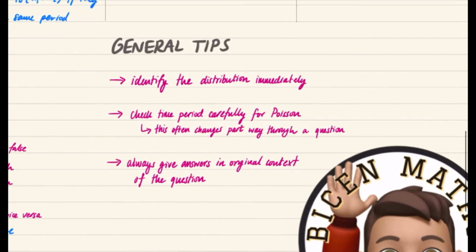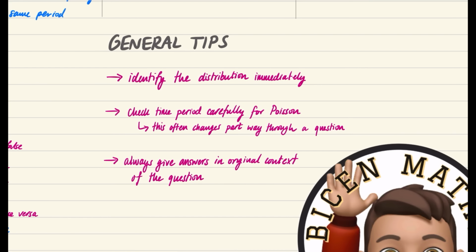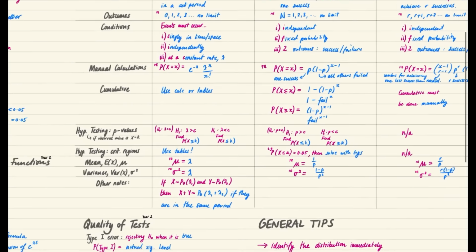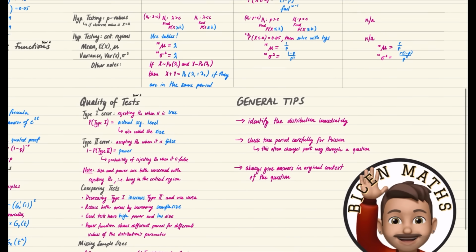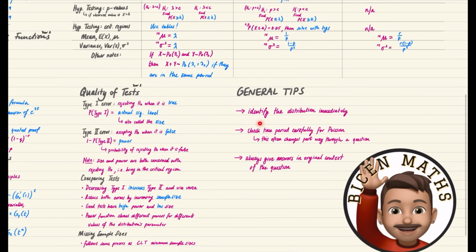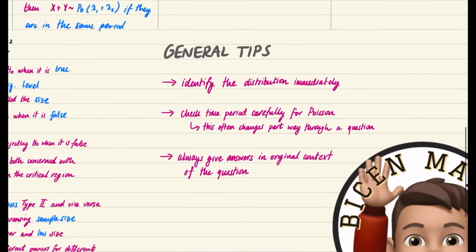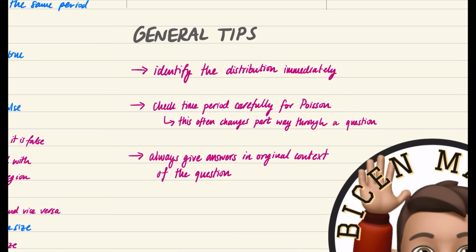Last of all, I had a little bit of space here and I thought, well, what are some of the general tips that we think of for Further Stats 1? Identify the distribution immediately. Look at the 3 distributions that we've got here, but remember they could also ask you about a normal binomial from normal maths, and they could also ask you about the normal distribution. So identify that distribution as quickly as possible because it will help you as you proceed through the question. Being specific about the Poisson distribution, check the time period carefully. It often changes partway through a question and often changes multiple times, so you need to use your scaling to be able to deal with that.